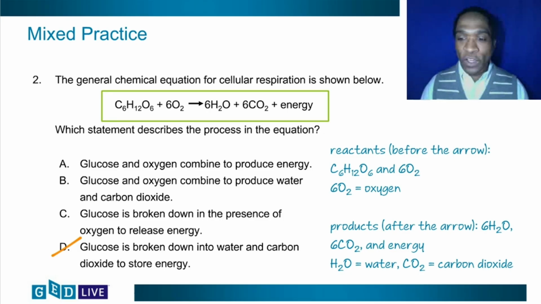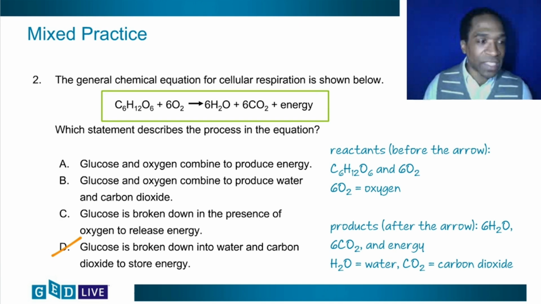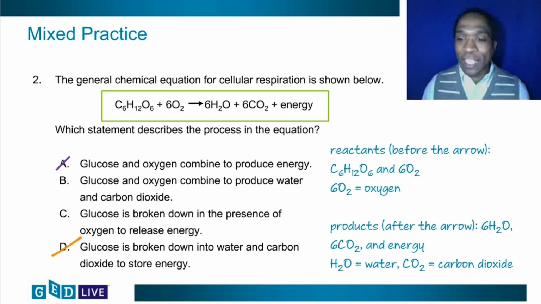All right, so let's find the correct answer. To do that, we need to check each remaining choice's description of the products, right? The water, the carbon dioxide, and the energy. Now in choice A, water and carbon dioxide, they're not mentioned at all. So choice A is incorrect because it's missing important information. Goodbye. Let's move on to B.